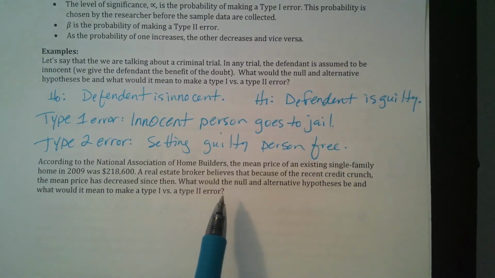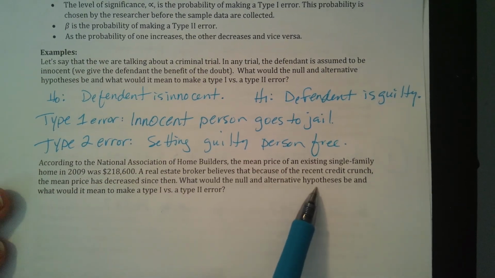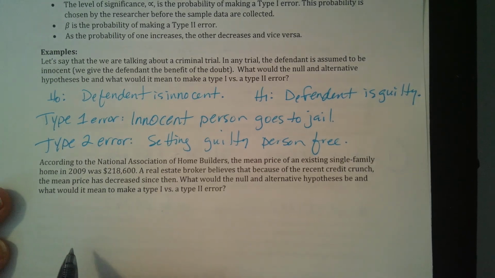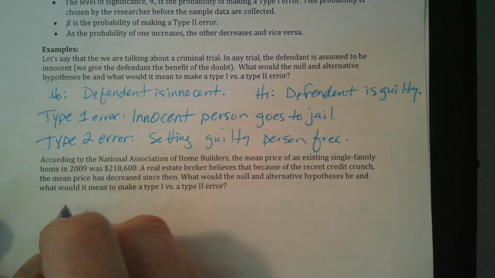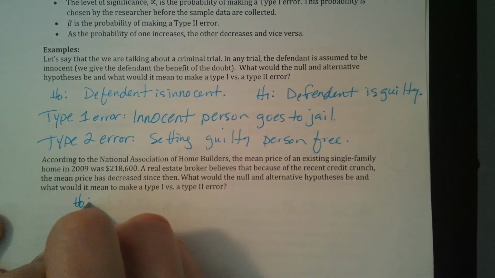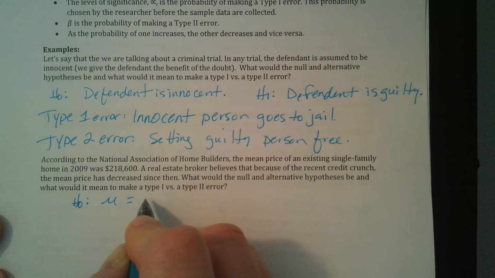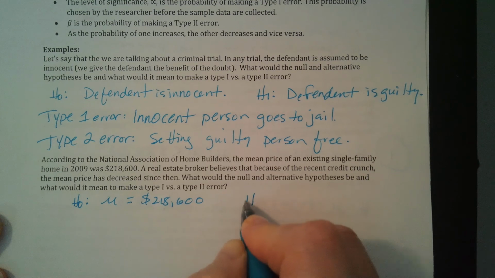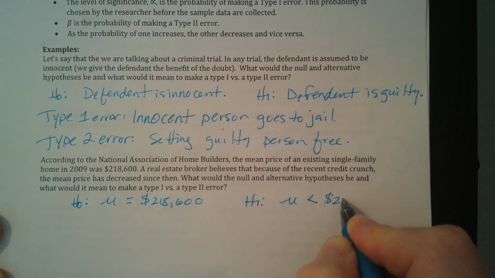This is going on another step further. After you complete your null and your alternate hypotheses, what would it mean to make a type 1 and a type 2 error with this particular example? Well, let's reiterate what my null and my alternate hypothesis was. My null said that the average home price was $218,000, and my alternate stated that my mean was actually less than that.